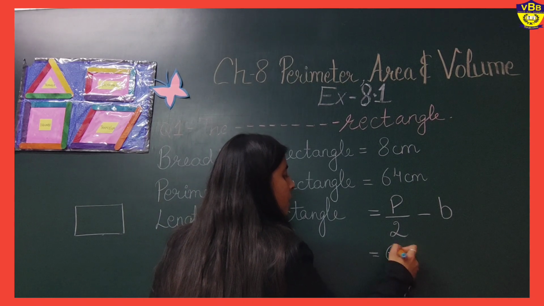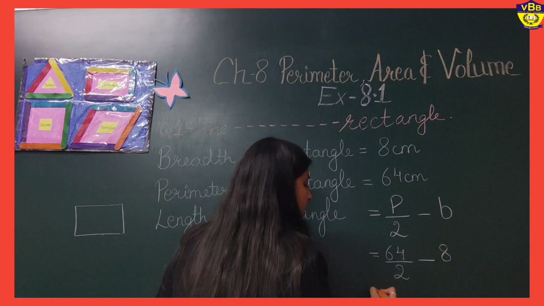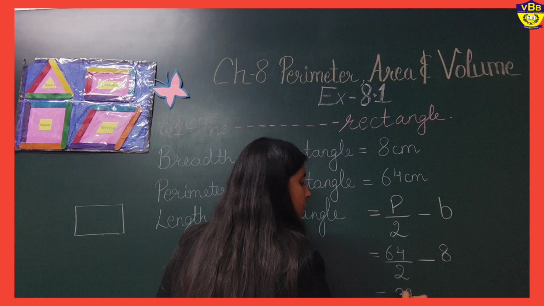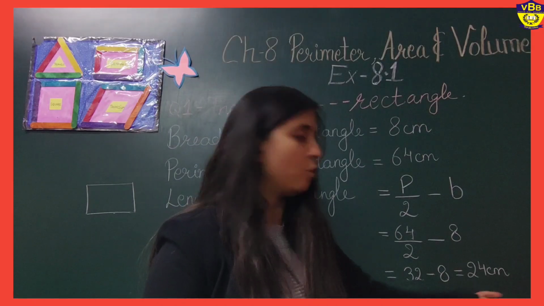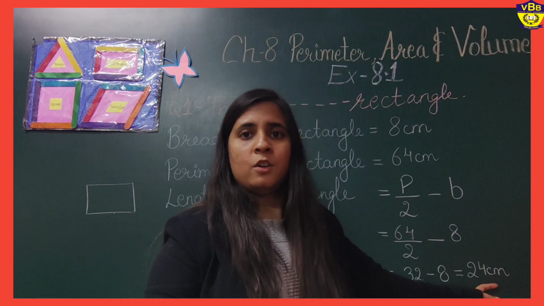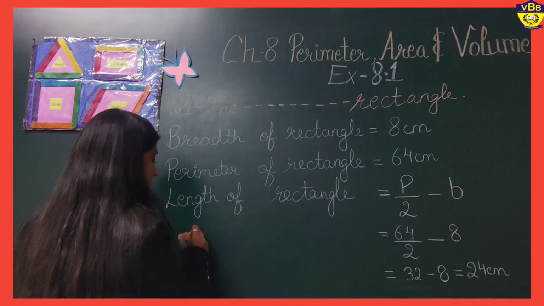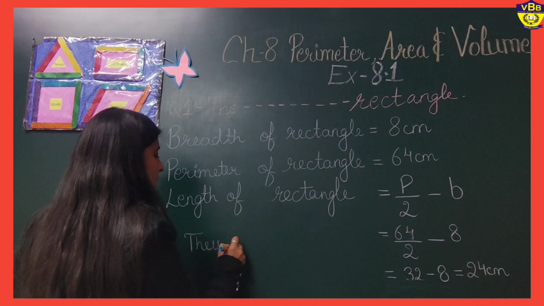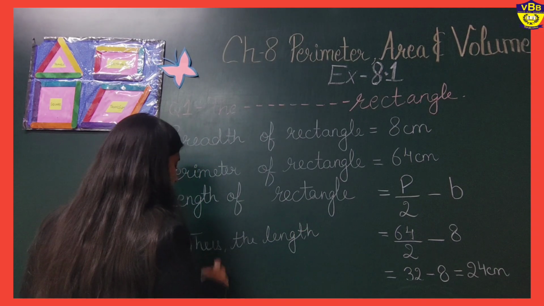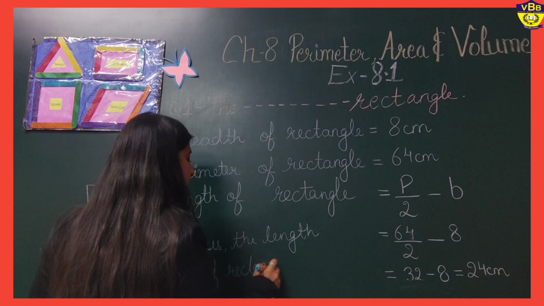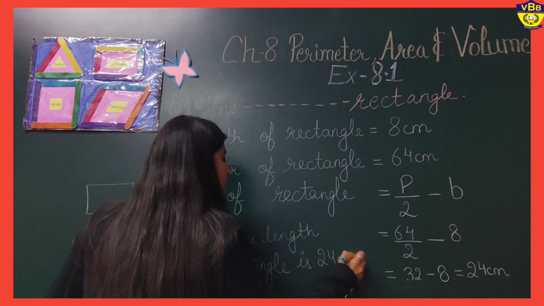64 divided by 2 minus 8. 64 divided by 2 is 32. 32 minus 8, you will get that is equal to 24 centimeter. So we have found the length of the rectangle, and we will write the final statement as well. Thus, the length of rectangle is 24 centimeter.